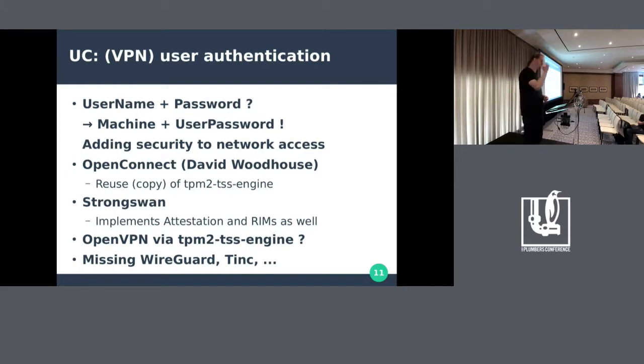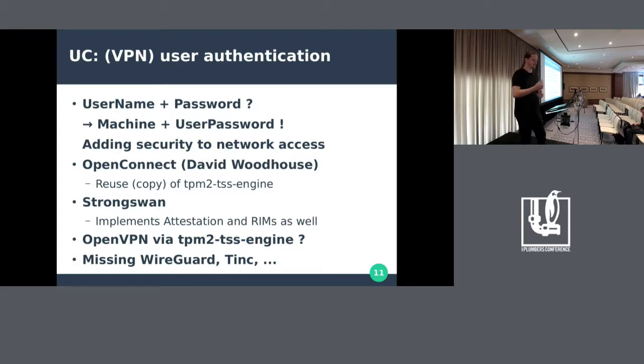So in order to get around that problem, again, you can switch over from a username password-based approach to a machine end user password-based approach. Pretty similar to PKCS11, and that gives you a whole new level of security for network access. Actually, that's been done for OpenConnect by David Woodhouse. He basically just took the code from the OpenSSL engine, ported it over to his OpenConnect project, and now at least on this machine here, OpenConnect is cooler than the original AnyConnect in that regard.